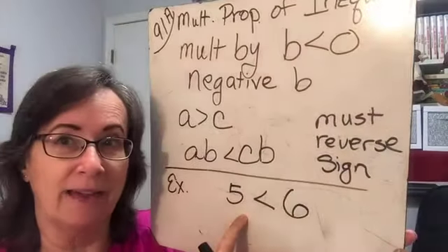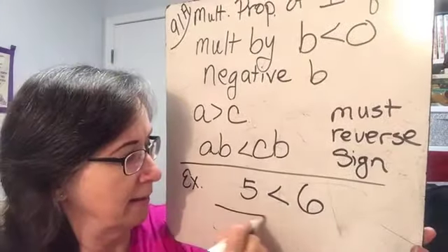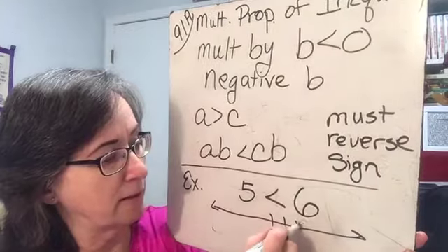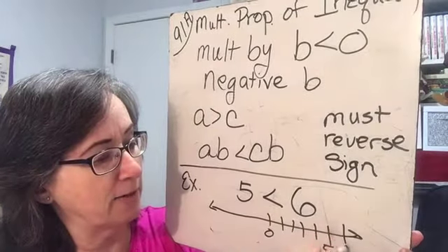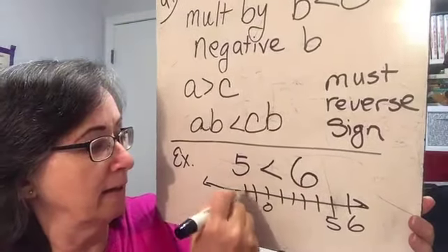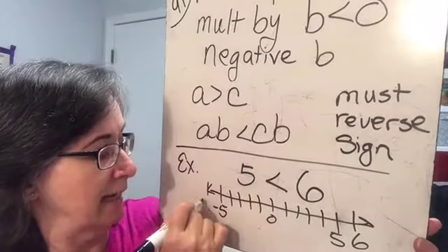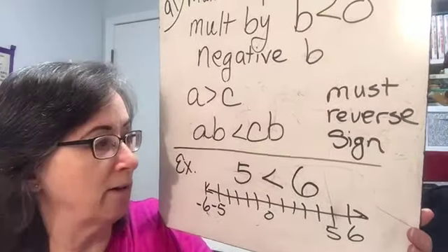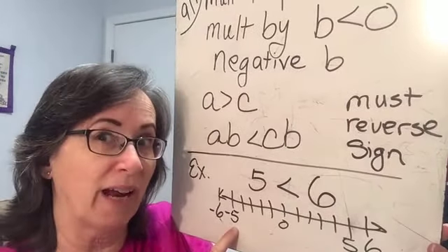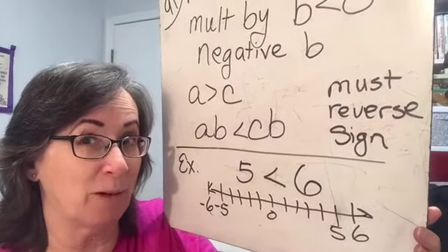Let's start with 5 is less than 6. Now we know in the number line, let's look at our number line. Here's 0, and here's 5, and here's 6. We also know that on the opposite side of the number line, this is negative 5, and this is negative 6. So, whereas 5 is less than 6, negative 5 is greater than negative 6. That's where the problem comes.